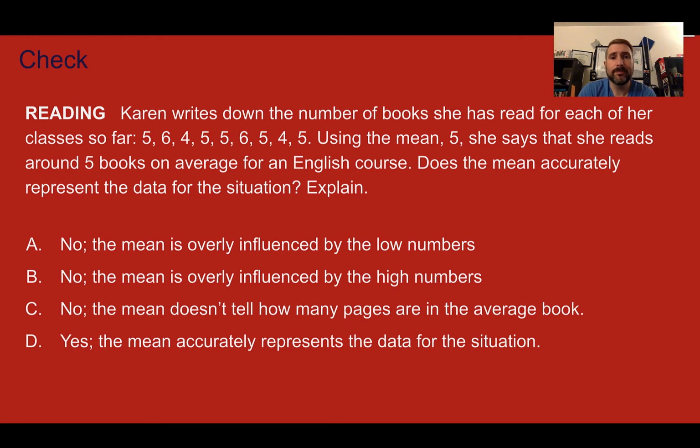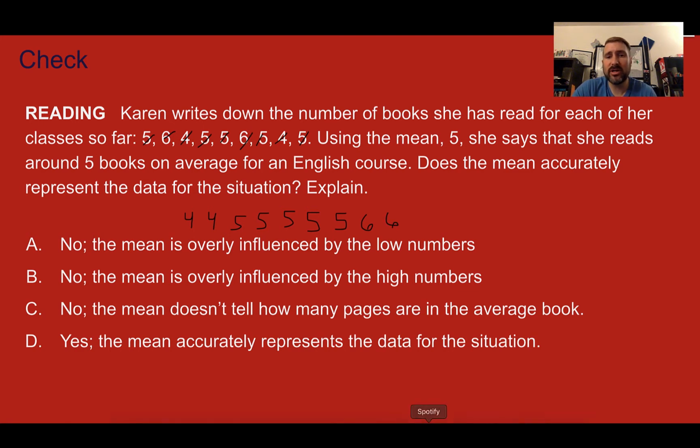Check your answer. In this one, we have 5, 6, 4, 5, 5, 6, 5, 4, 5. I'm going to put the numbers in order real quick. So we have 4 twice, 5, 1, 2, 3, 4, 5 times. So 5 fives. And 2 sixes.